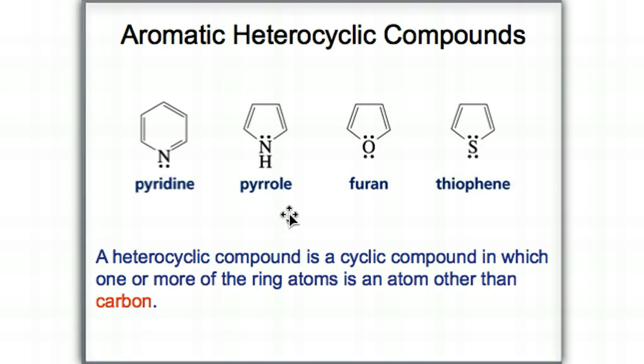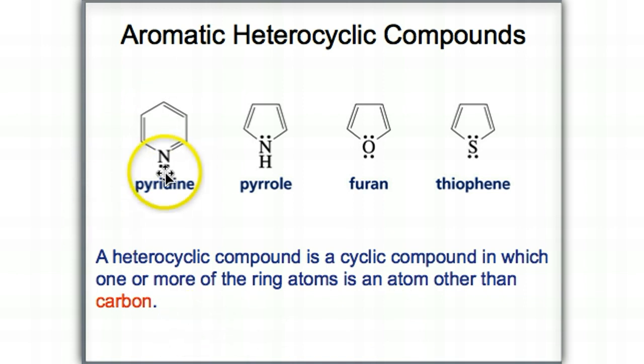But we need to remember that a lone pair of electrons outside the ring is not a pair of pi electrons. A lone pair of electrons outside the ring, when in the presence of a negative charge, is a pair of pi electrons. A lone pair of electrons inside the ring is a pair of pi electrons. So we need to remember that. And as you can see, a heterocyclic compound is a cyclic compound in which one or more of the ring atoms is an atom other than carbon.